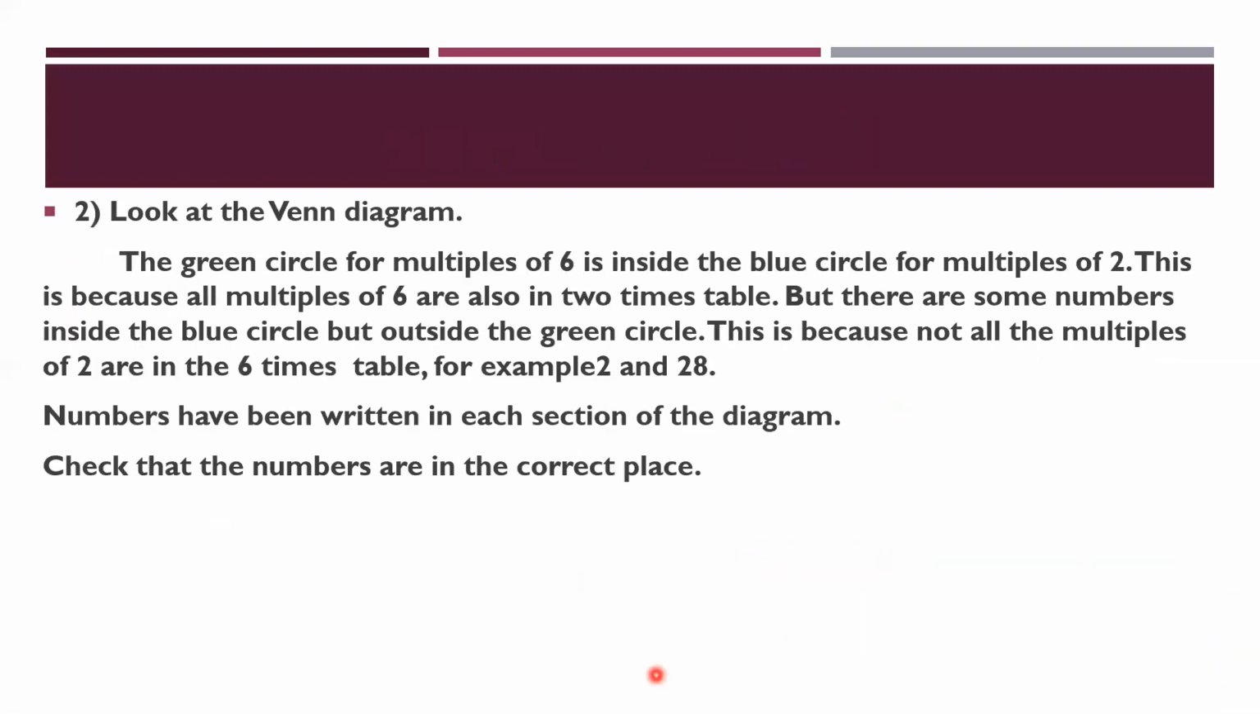Now we will be moving to the second question. Okay, look at the Venn diagram. The green circle for multiples of 6 is inside the blue circle for multiples of 2. This is because all multiples of 6 are also in the 2 times table. But there are some numbers inside the blue circle but outside the green circle. This is because not all the multiples of 2 are in the 6 times table. For example, 2 and 28. Numbers have been written in each section of the diagram. Check that the numbers are in the correct place.